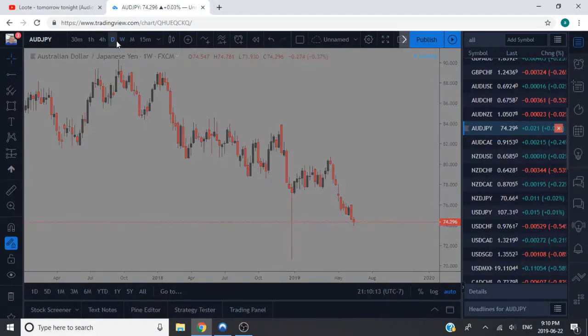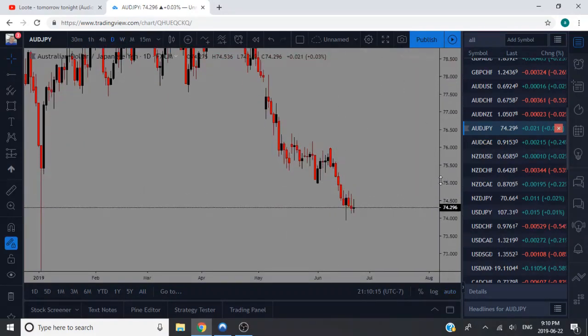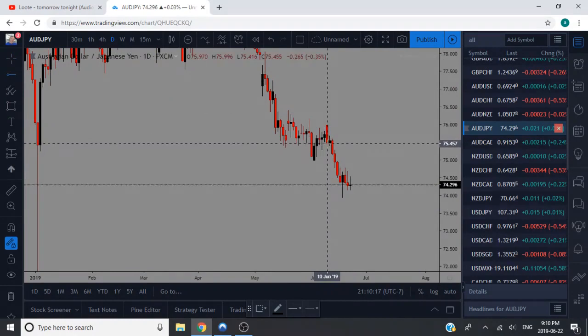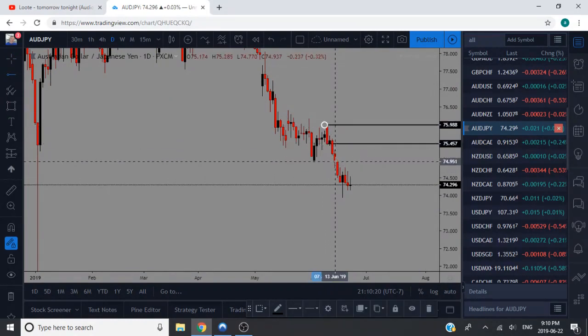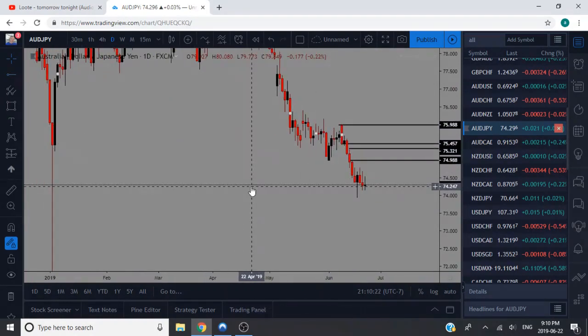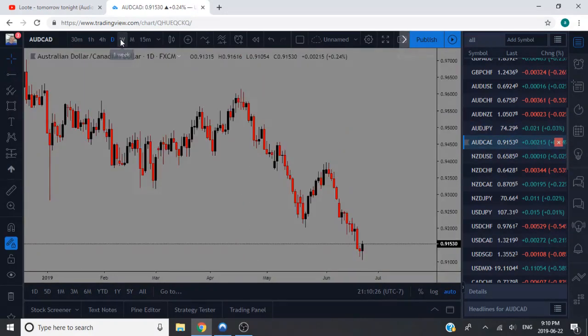Aussie yen. Let's keep going. Yeah, you'll get some selling up here. And it looks like we got a drop, base, drop right there too. Let's keep going. Aussie CAD.